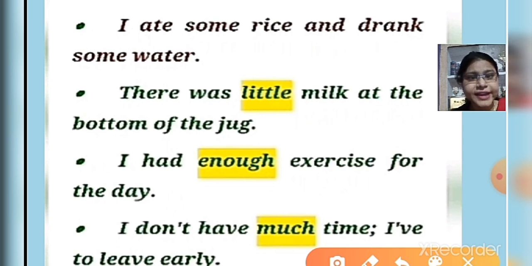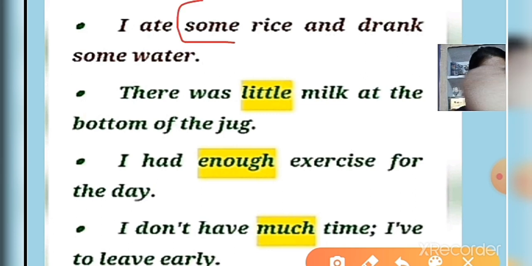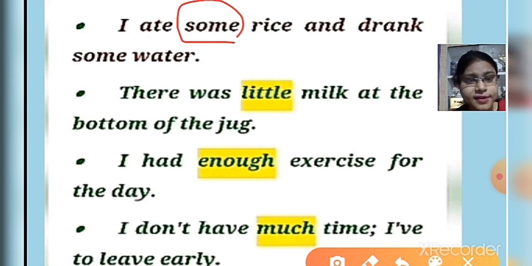So the first is: I ate some rice and drank some water. Here the word is not highlighted, but I ate some rice. So the word some, is it an adjective of number or an adjective of quantity? If you are not getting it, as I told you, this word can come in both types. So just check the nouns given after the adjective: the words rice and water. Some rice and some water.